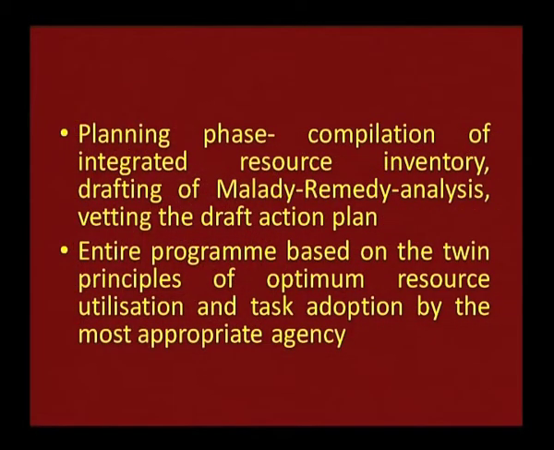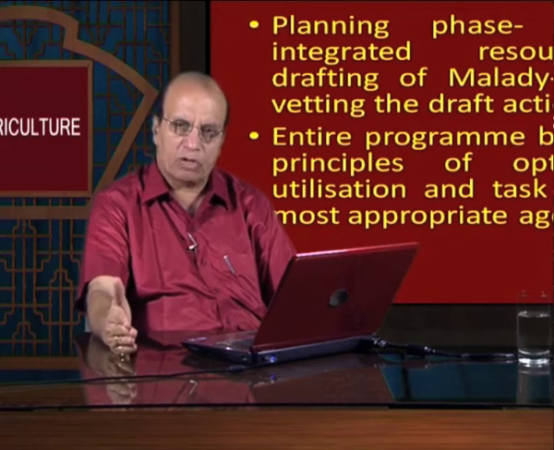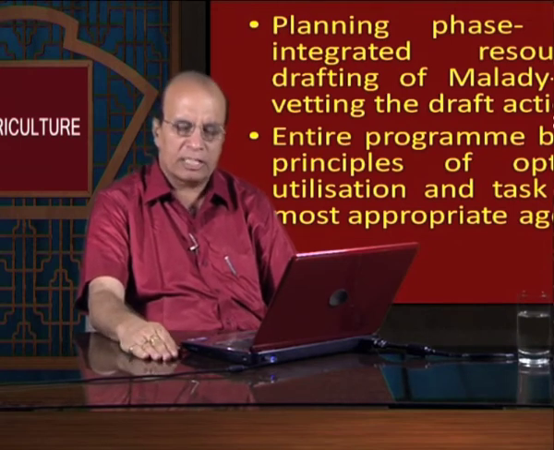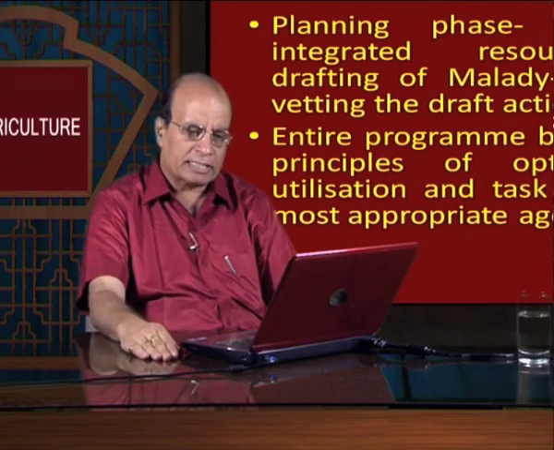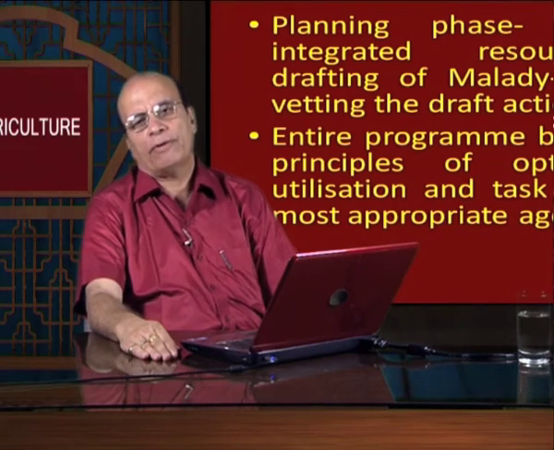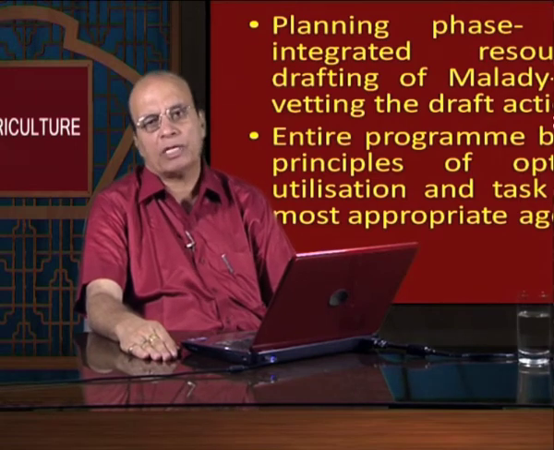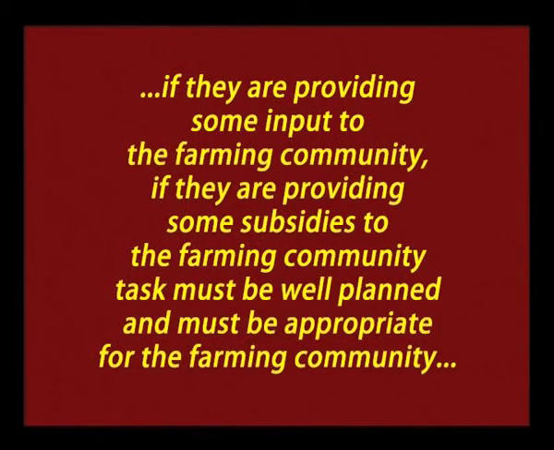The entire program is based on the twin principles of optimum resource utilization and task adoption by the most appropriate agency. There are two types of principles prevailing: optimum resource utilization at the level of the farming community, and task adoption by the most appropriate agency. The agency which is going to implement this program, what is its task? What is its aim? What are its objectives? If they are providing a training program only, or providing some inputs or some subsidy to the farming community, the task must be well planned and must be appropriate for the farming community.